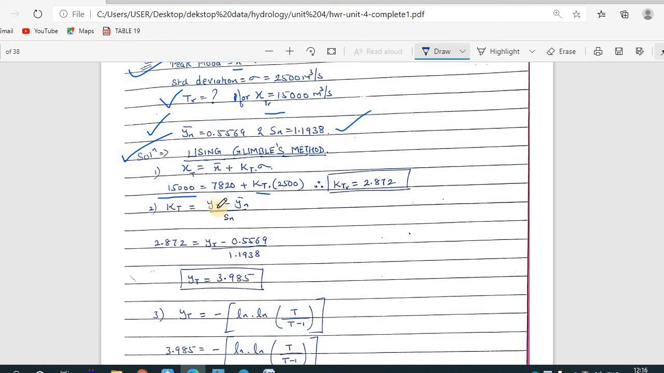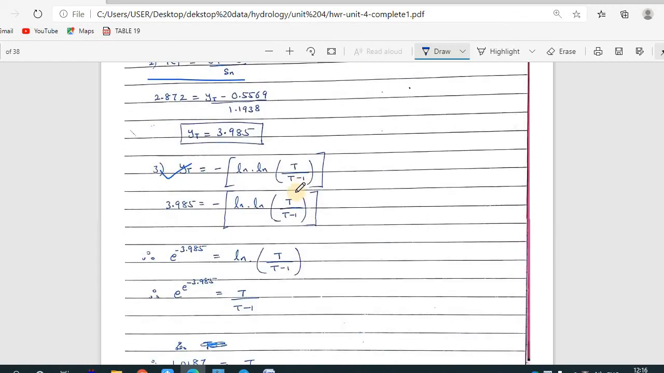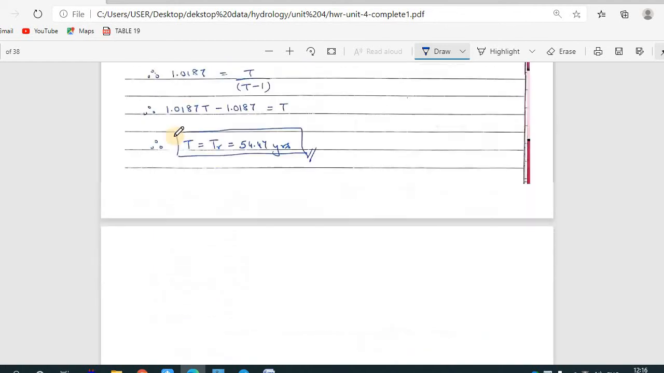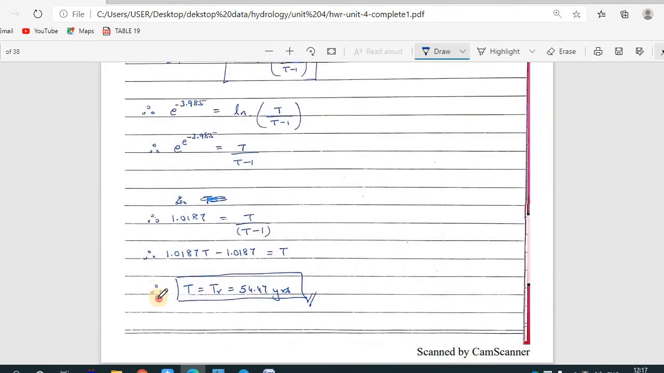The yt value is coming out to be 3.985 using this formula. Now using the yt formula, we can get the value of T. So yt equals 3.985, equals minus ln into ln of T by T minus 1. From here we can calculate the value of T. So TR is coming out to be what?